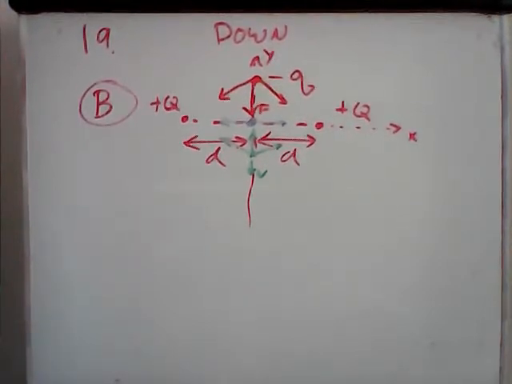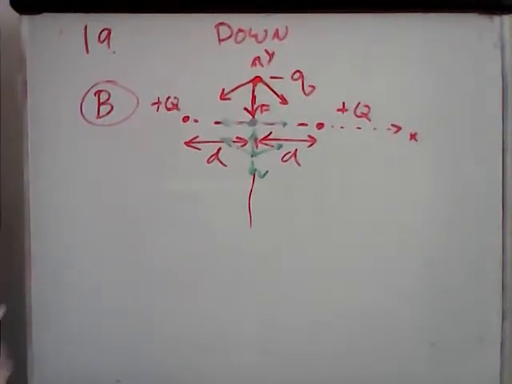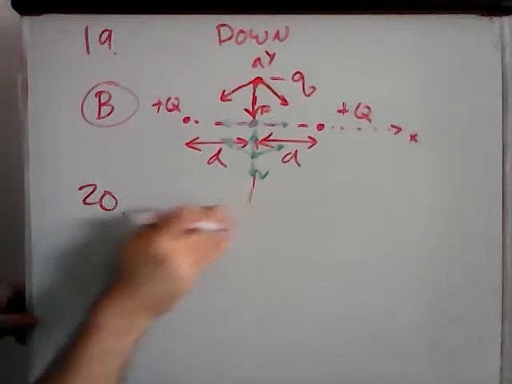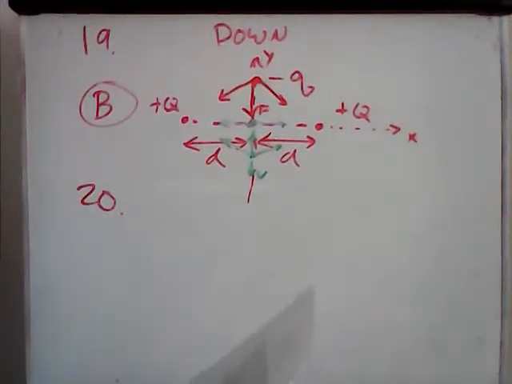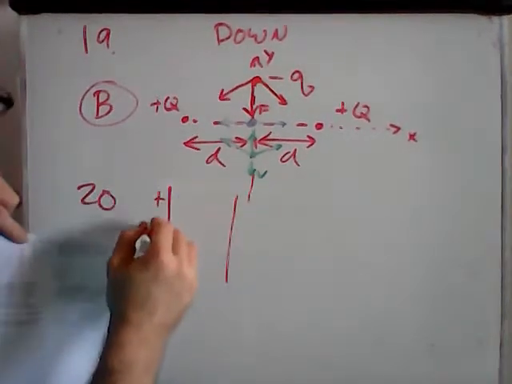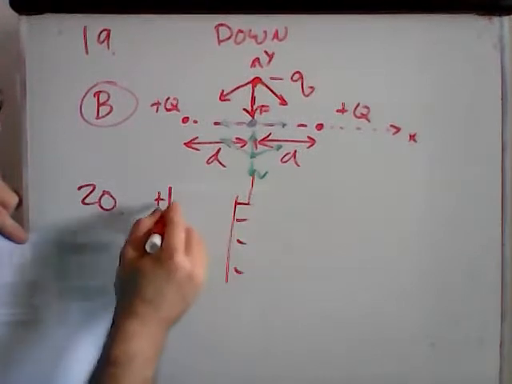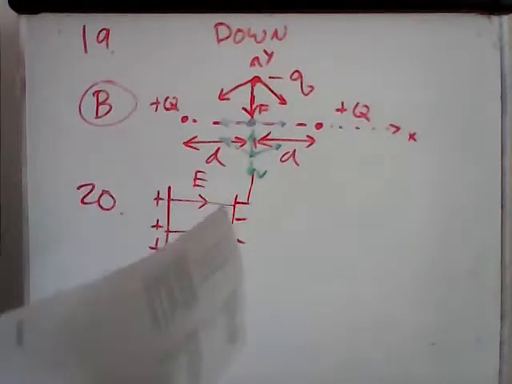Now, let's take a look. Almost done. So let's look at problem number 20. Problem 20 says, a uniform electric field, E, exists between the two large oppositely charged plates shown above. So we have basically a capacitor, kind of. There we go. With a positive and a negative charge. Okay, so we have there, left is positive, right is negative, and our electric field looks like this.